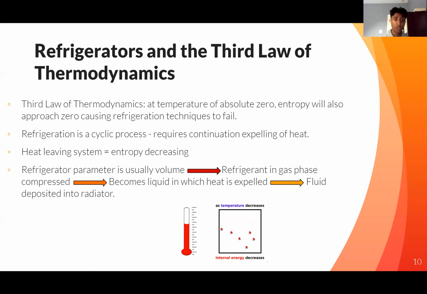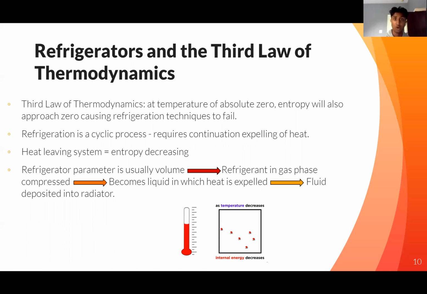So the third law of thermodynamics, as stated earlier, is that at a temperature of absolute zero, entropy will also approach zero, causing the refrigeration techniques to fail. And so basically, this is because the refrigeration is a cyclical process, again, as stated earlier, that requires the continuation of expelling heat. So to maintain a constant low temperature, one connects a heat sink to the system to bring heat out of the system. Heat leaving the system indicates that the entropy is actually decreasing.